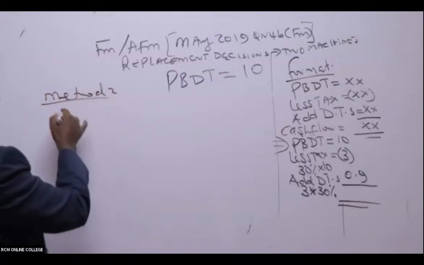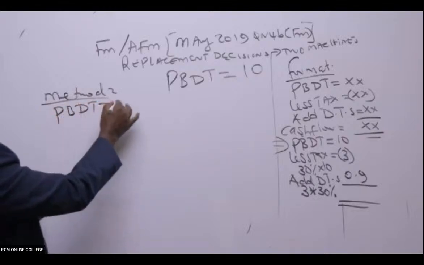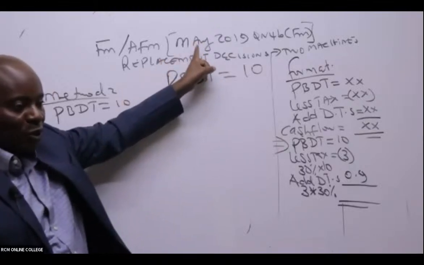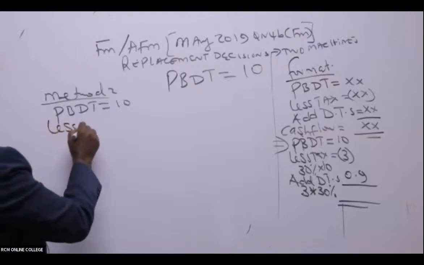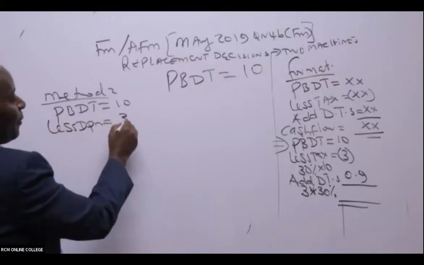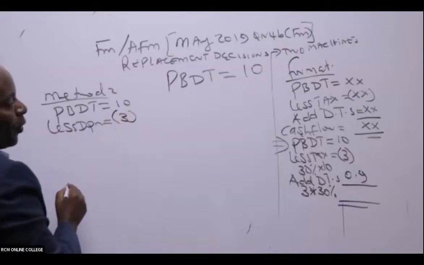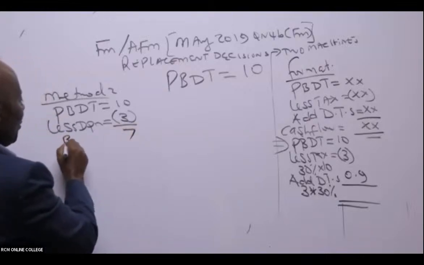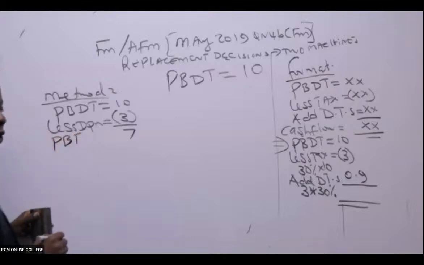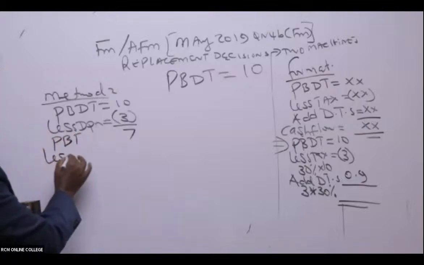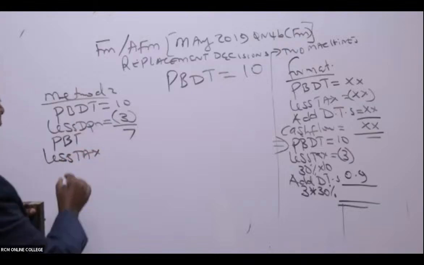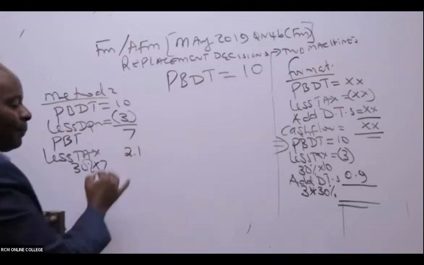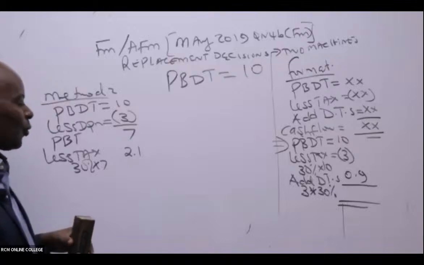So method 2, ladies and gentlemen: we have profit before depreciation and tax of 10. I'll be making use of this knowledge to tackle this question. Very important. So somebody will come and less depreciation of 3. Those who subtract depreciation of 3 get 7, which is the profit before tax. Then they less taxation. Tax is 30% of 7, which gives me 2.1.